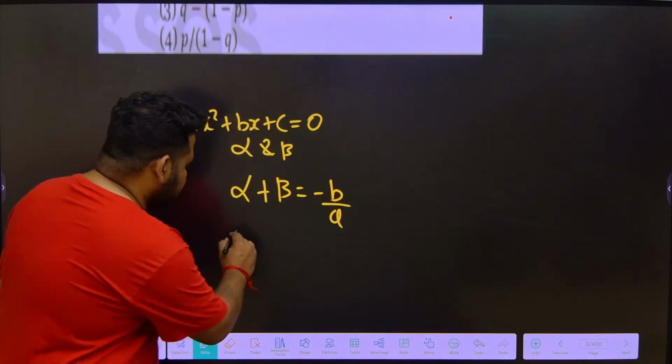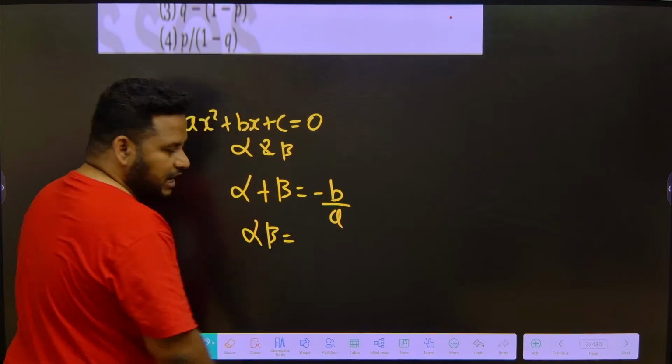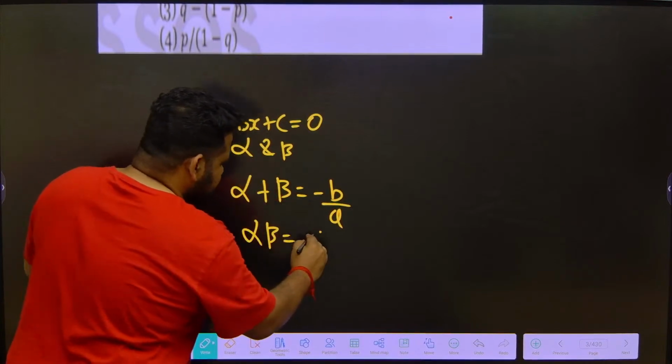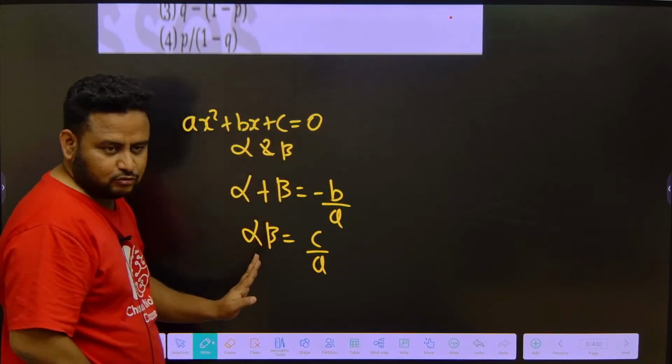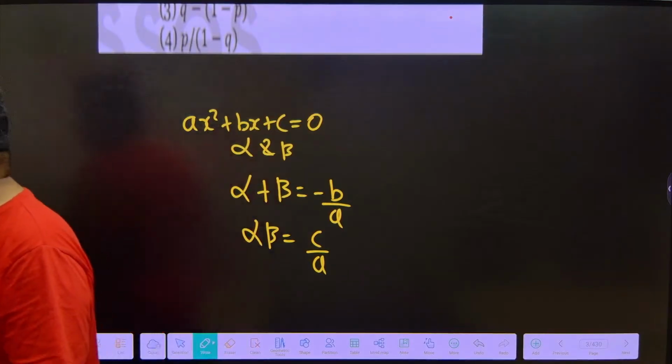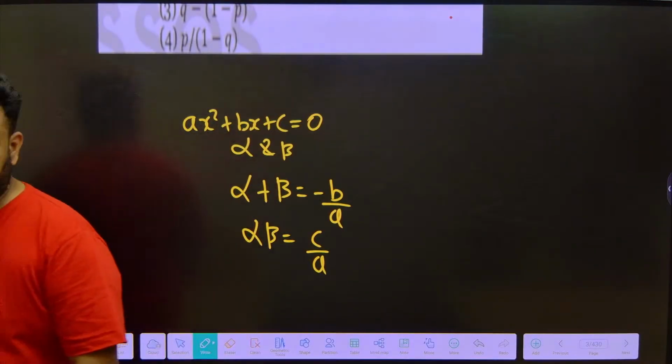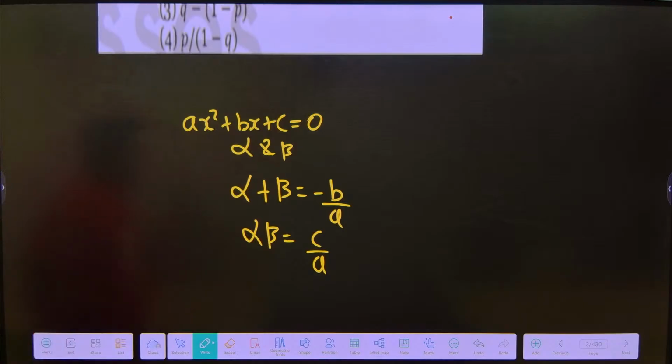Product of the roots, alpha into beta, is c by a. The sum is minus b by a, and this will be c by a, but it is a positive sign, no negative sign. Clear? Please make a note of it. This is very important because this will keep coming in various questions. This concept is in class 10 CBSE board or even state board, polynomials and quadratic equations. The sum of the roots is given by minus b by a and product of the roots is given by c by a.